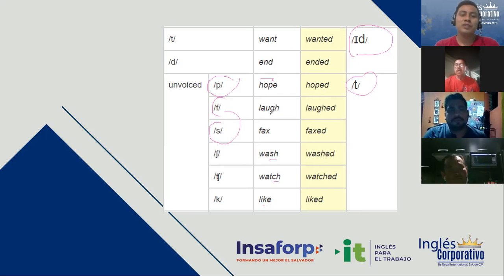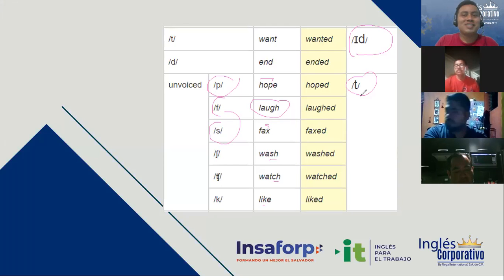If the verb ends with the, how do you pronounce this word? You say laugh. The last sound is F sound. Laugh. So you say laughed. You only add the T and you're saying it in the past. Look at this one. Fax, the last sound is a S sound. So how do you say it in the past? Faxed. Exactly. Only the T. That's really important.